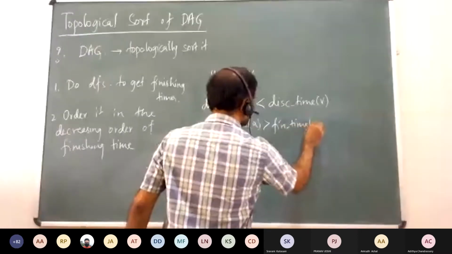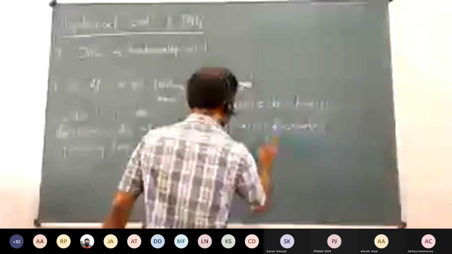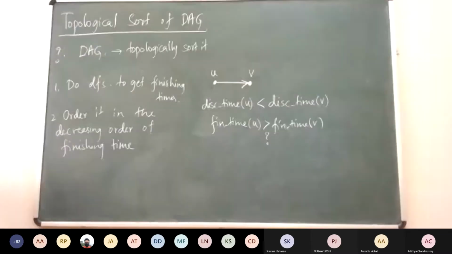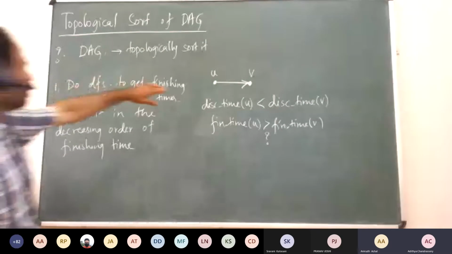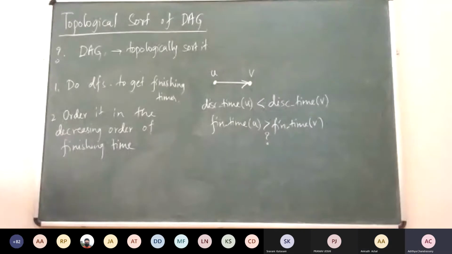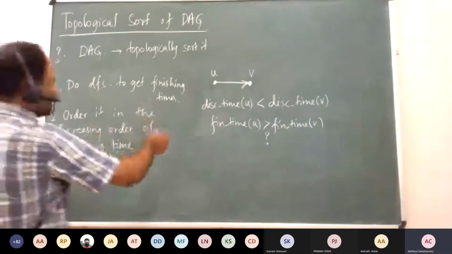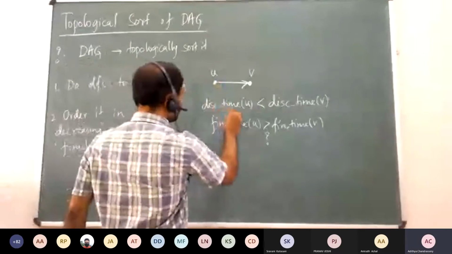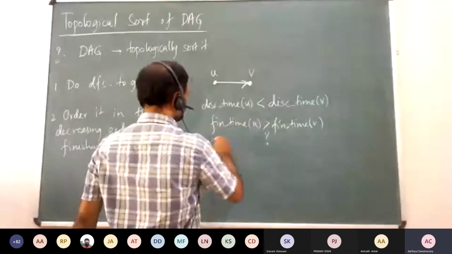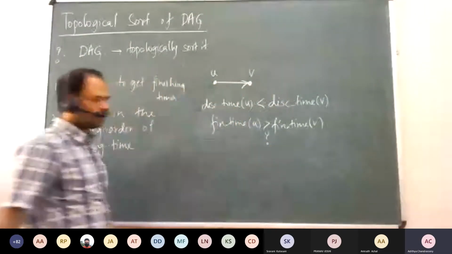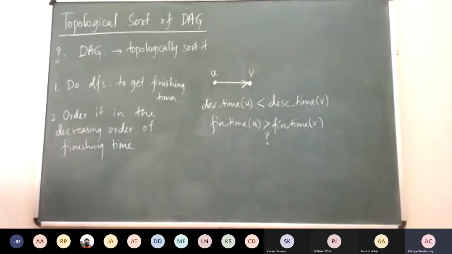Is this true? So you would not finish U before it would explore V and finish off all the neighbors, right? That is what we saw yesterday. That was the claim we proved yesterday. Suppose U was discovered before V, then you would definitely finish after V, right?